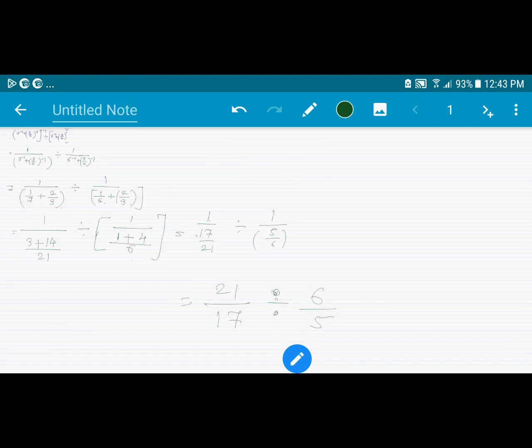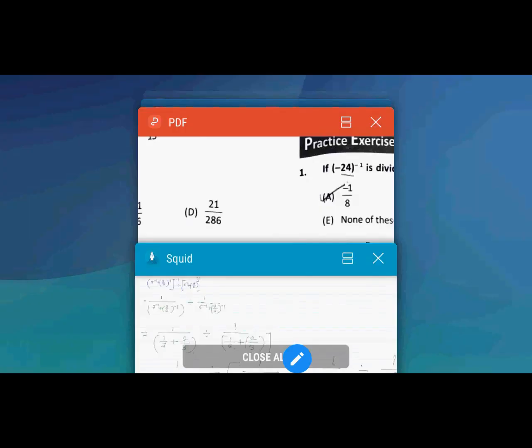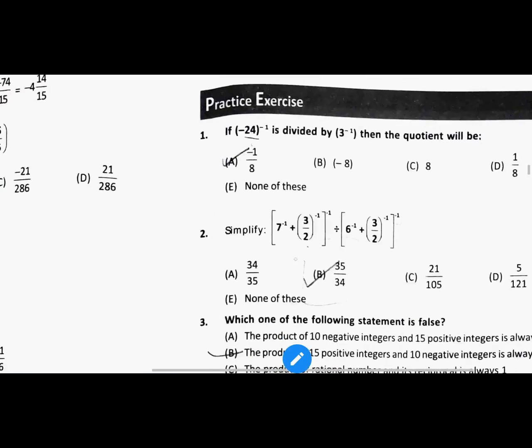So when we divide a rational number with a rational number, we can multiply with its reciprocal. So 21 upon 17 multiplied by 5 by 6. So 3 2s are 6 and 3 7s are 21. Our answer is 7 5s are 35 divided by 34. So the answer is answer B.